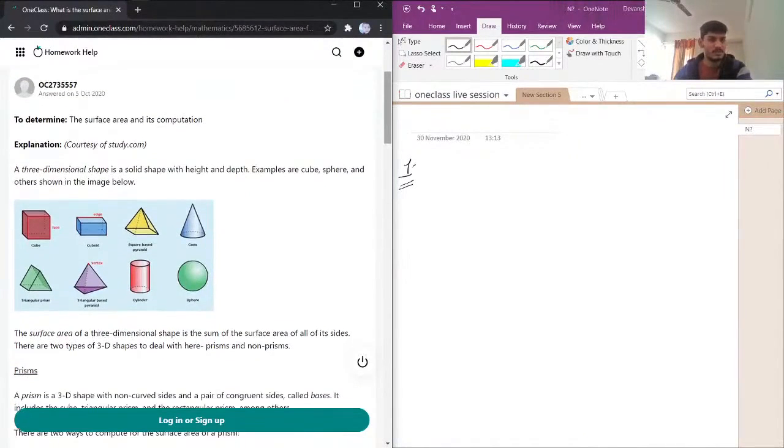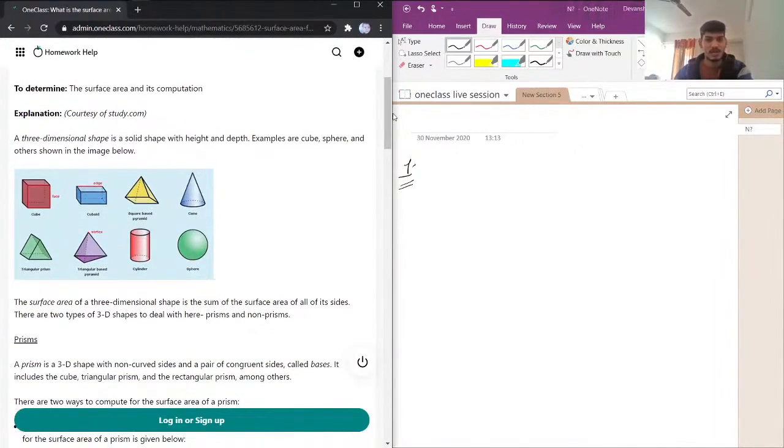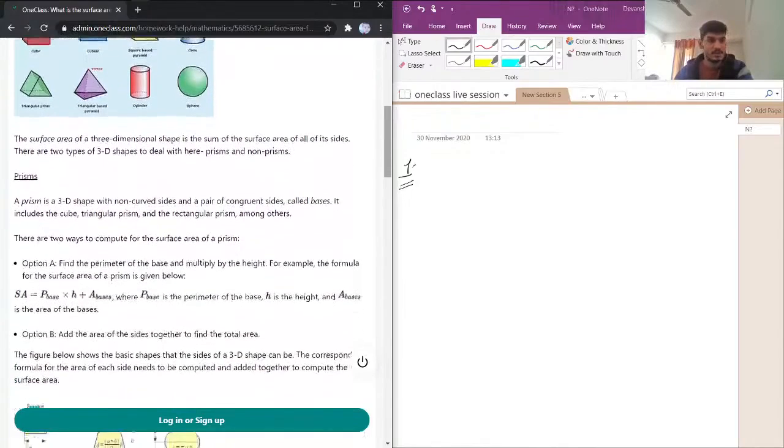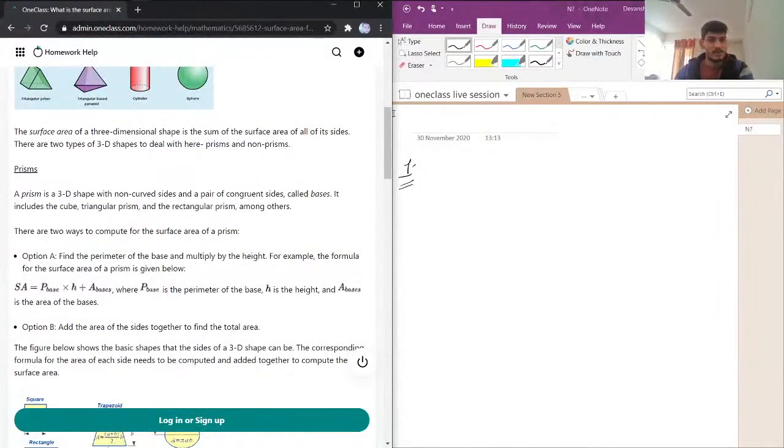A three-dimensional shape is a solid shape with height and depth. Examples are cube, sphere, and others shown in the image below. So we have a cube, then cuboid, then square base pyramid, cone, triangular prism, triangular base pyramid, cylinder, and a sphere. Now, the surface area of a three-dimensional shape is the sum of the surface area of all of its sides. There are two types of 3D shapes to deal with here, prisms and non-prisms.